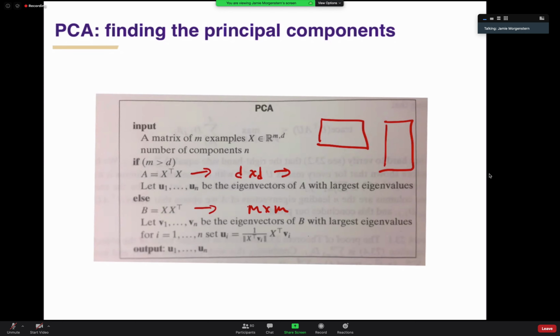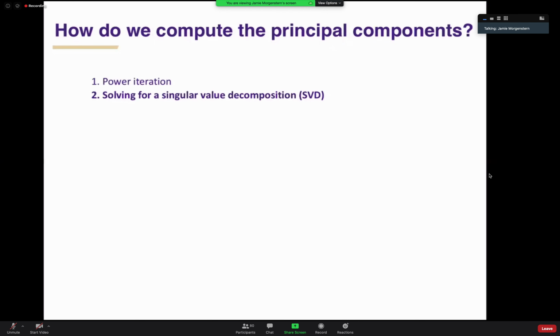Okay, so I still haven't told you actually how you compute eigenvectors, right? So that's going to be what we'll spend a bulk of the next 40 minutes or so doing. There are two pretty natural ways to do this. I ordered these basically according to which is more computationally manageable for a really large data set, which is actually power iteration, and we'll talk about that in a minute.